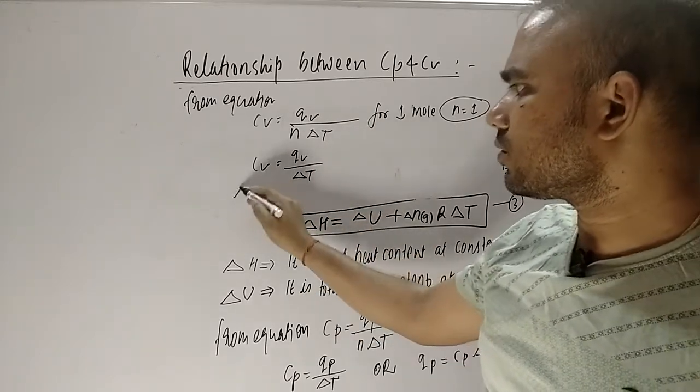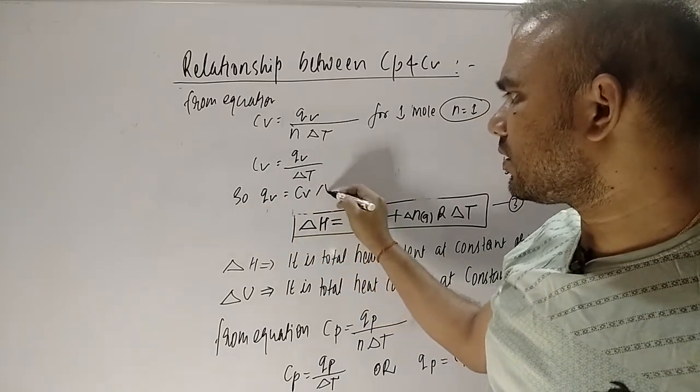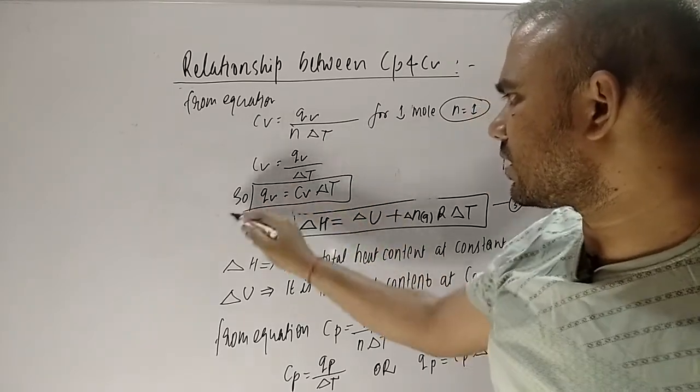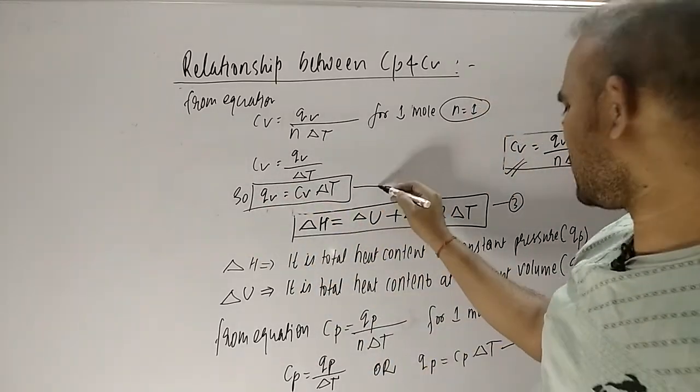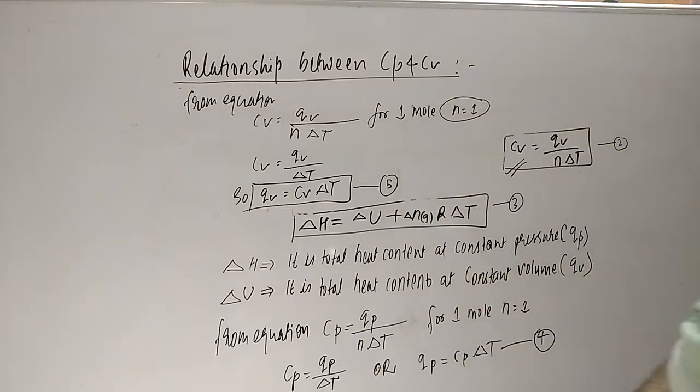So what we can write is Qv equals Cv delta T. This is, suppose, equation number 5. You need not write the equation everywhere, student, I am just writing it to help you understand.